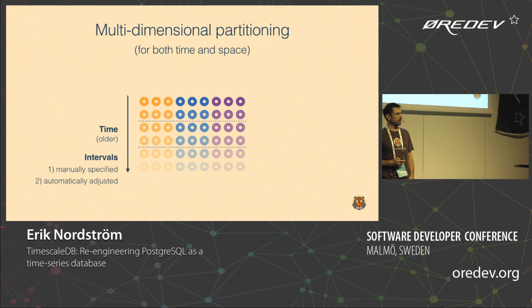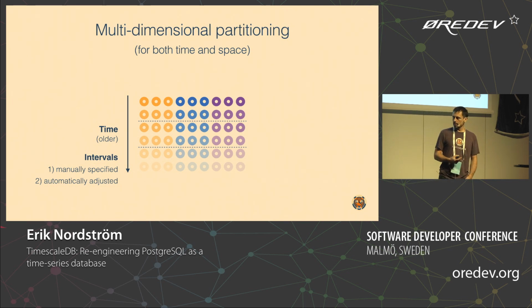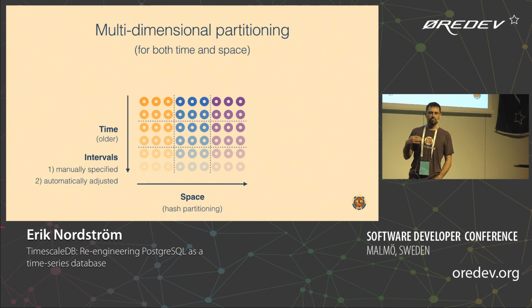We start by slicing things up in the time dimension. Basically, we define an interval. Either you can do it manually, or you can let the system derive one for you and adapt it later on. So we partition on time. And then, in addition to this, you can partition on what we call a space dimension, for example on a device ID or building ID or whatever. And you can actually add any number of dimensions that you can partition on to do more fine-grained partitioning.